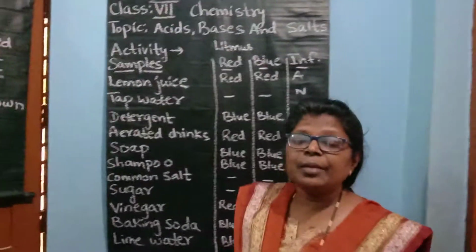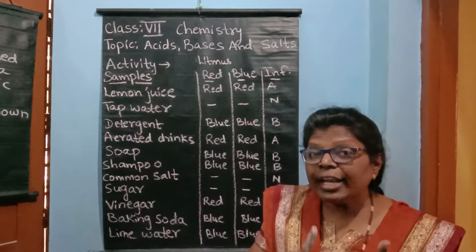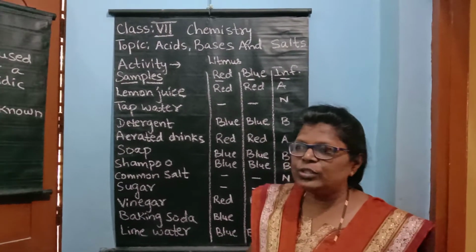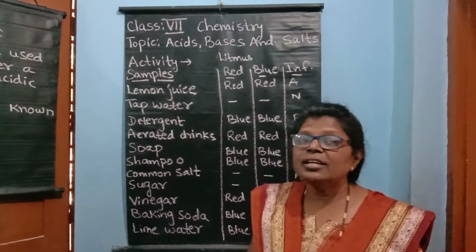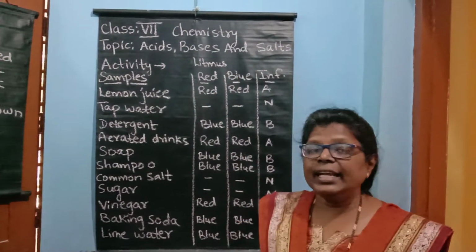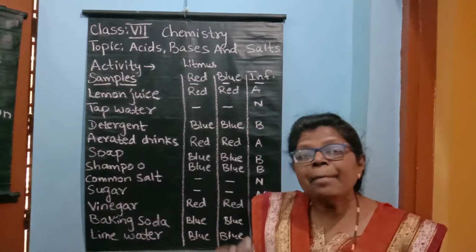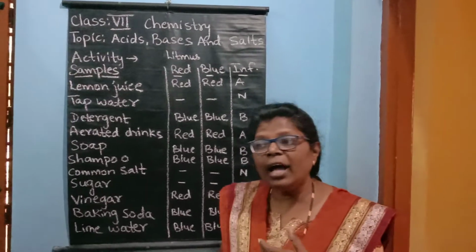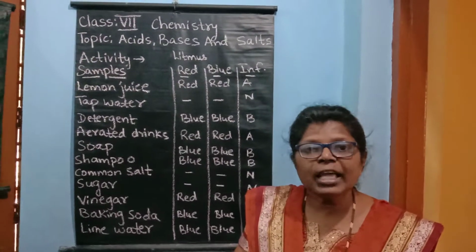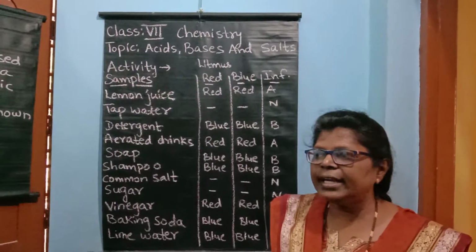Now we have different types of indicators. For example, turmeric, litmus, China rose petals, and purple cabbage juice that we can make and use as an indicator. These are known as natural indicators. Then we have synthetic indicators. Synthetic indicators means artificial or man-made indicators, because they are made in a factory using some chemicals. For example, phenolphthalein, methyl orange, methylene blue, etc. These are some examples of synthetic indicators.